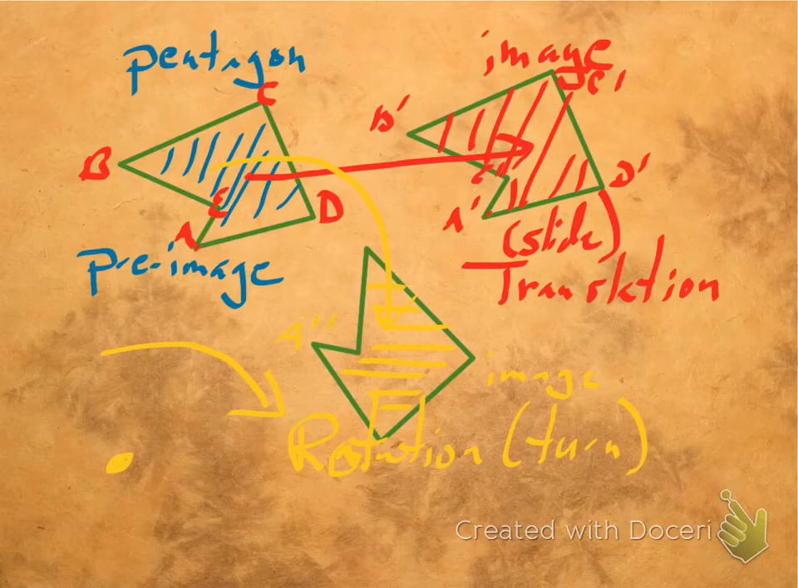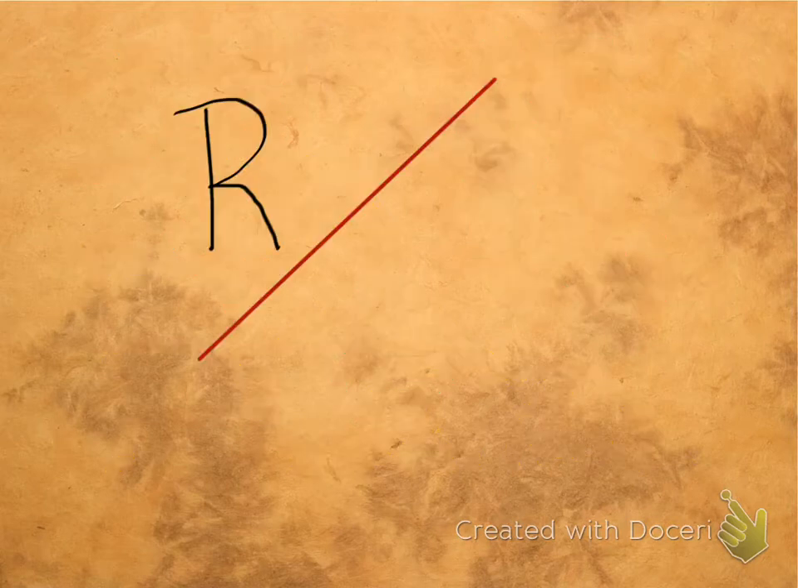Now the next one, there are three of these major motions. There's the translation or the slide. There's a rotation. And then there's another one, and the other one is a reflection. So I'm going to use a big capital R instead of a geometric object here. When we draw a reflection, we're going to have a line of reflection. This is like a mirror image.